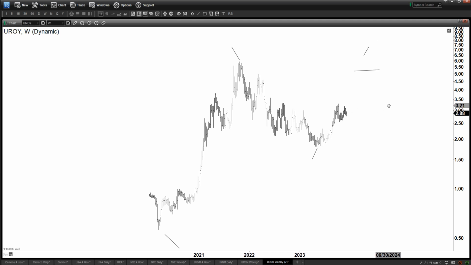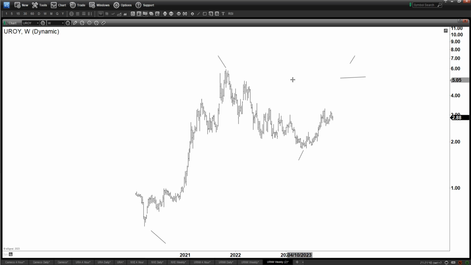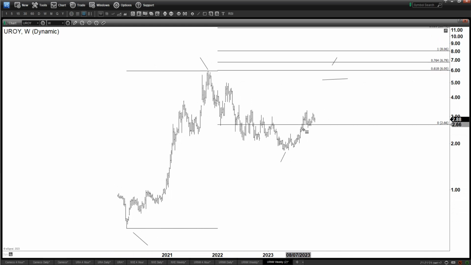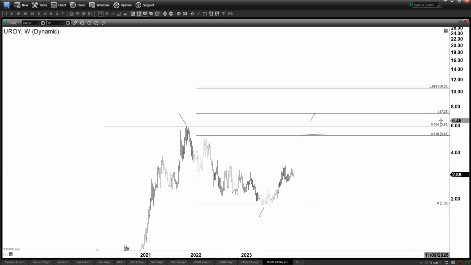But potentially, if we expect that everything extends together, then for example, if I measure the extension here, this is my first, this is my second. If we can break above here, which is 5.8, you can be looking at 7.3 on the way to 10.6 as your potential target on the upside. Okay.